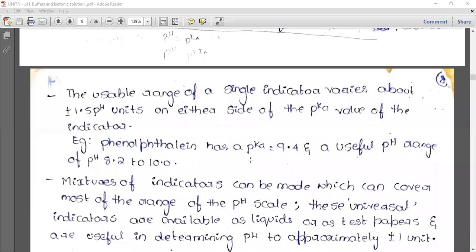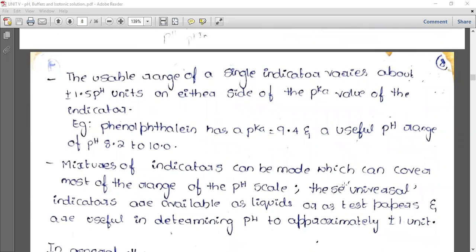So this is how we choose the indicator based on what pH we are taking, based on the pKa of any particular indicator. If you want this pH range, you take phenolphthalein. If it is methyl red or methyl orange, based on its pKa, we get the pH. Okay, so a mixture of indicators can be made which can cover most of the range of the pH scale. So these universal indicators are available as liquids or as test papers, as we said.